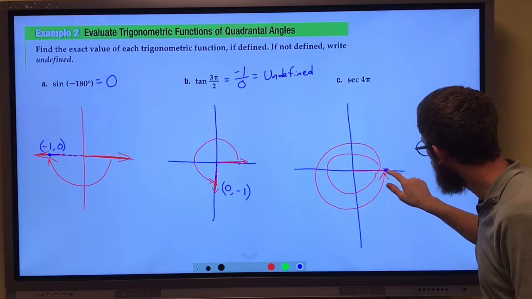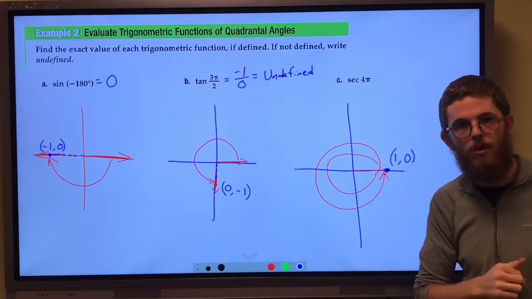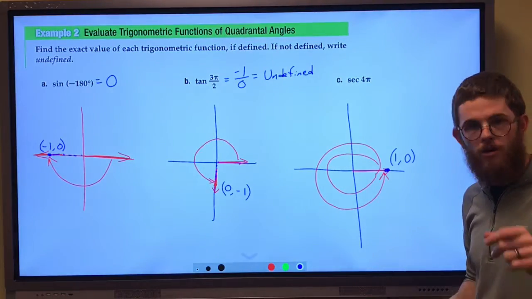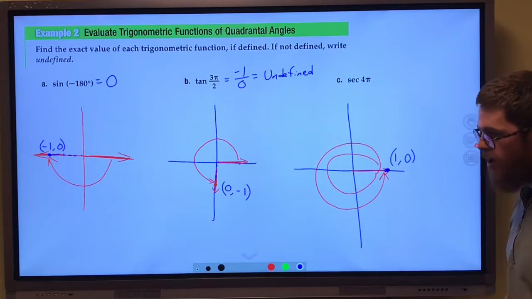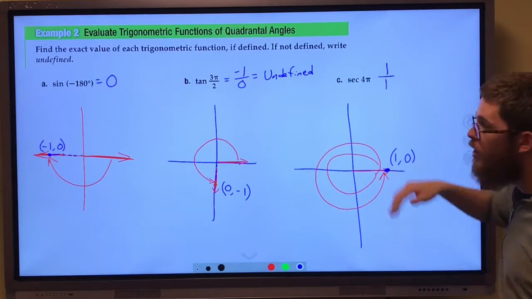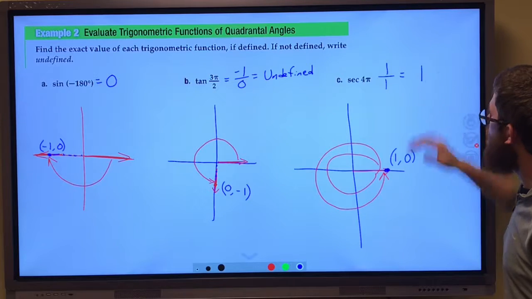What is that point? Think about your unit circle. That point is 1, 0. Secant is the reciprocal of cosine. Our cosine right there, our x-coordinate, is 1. The reciprocal would be 1 over that value, and 1 over 1 gives us 1.